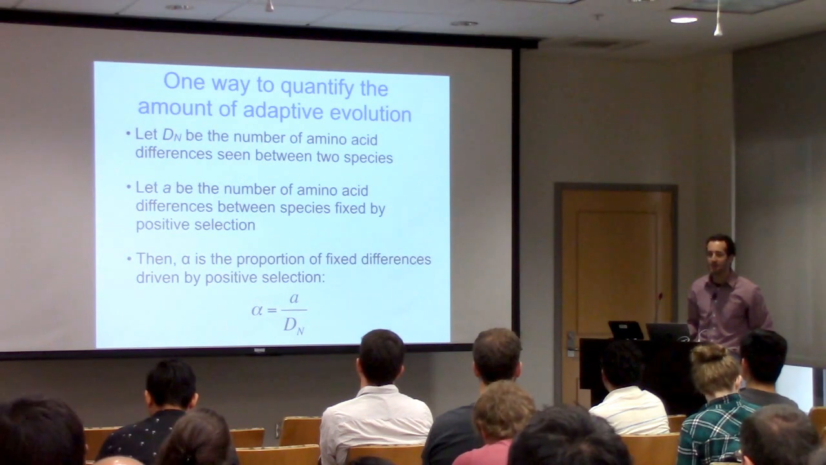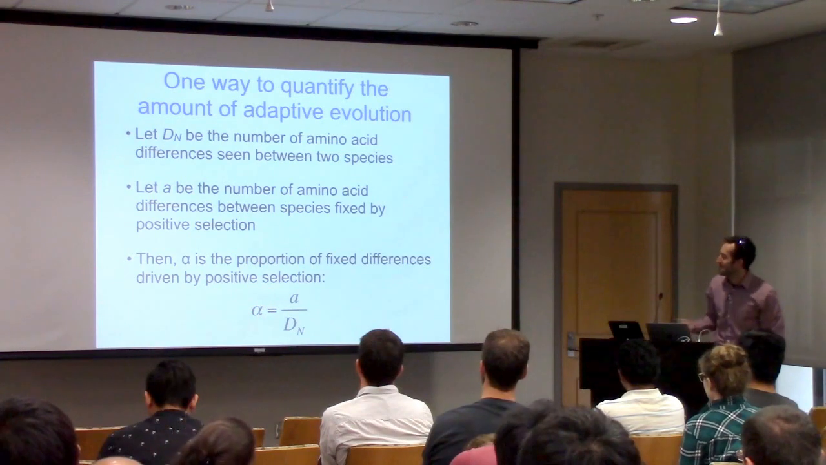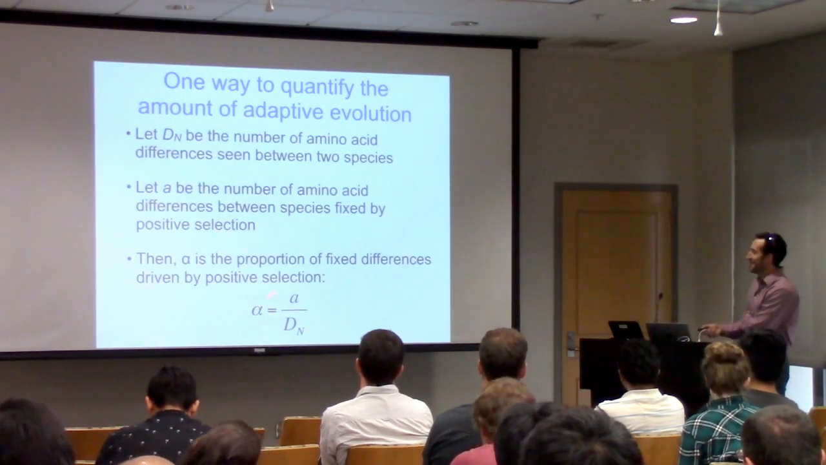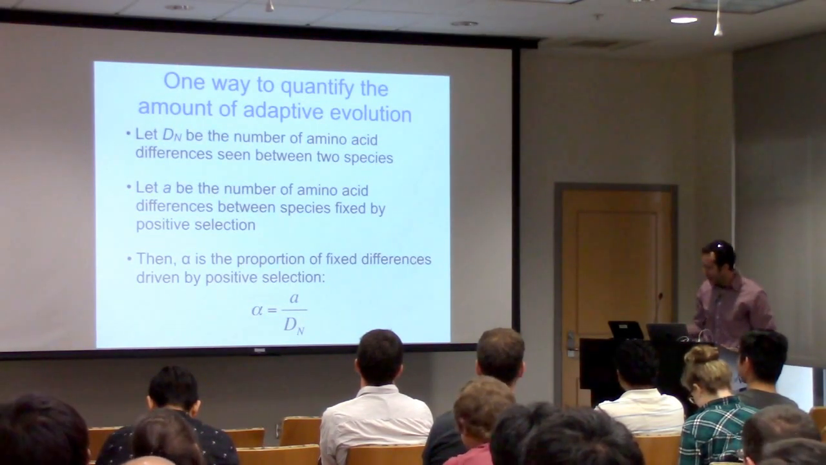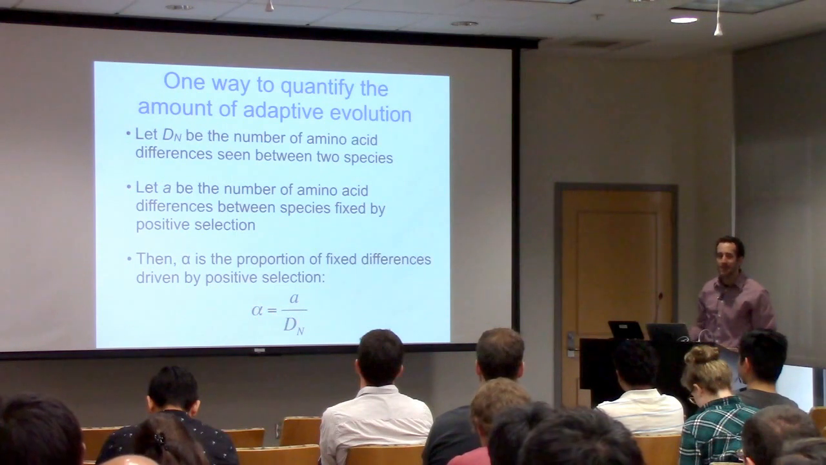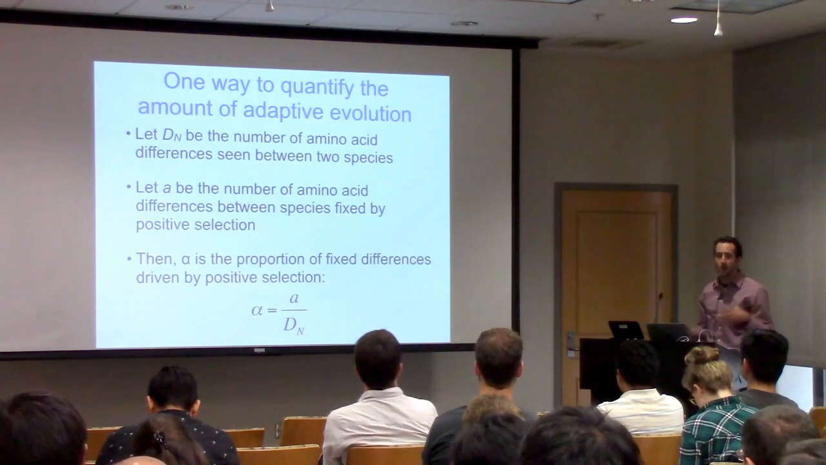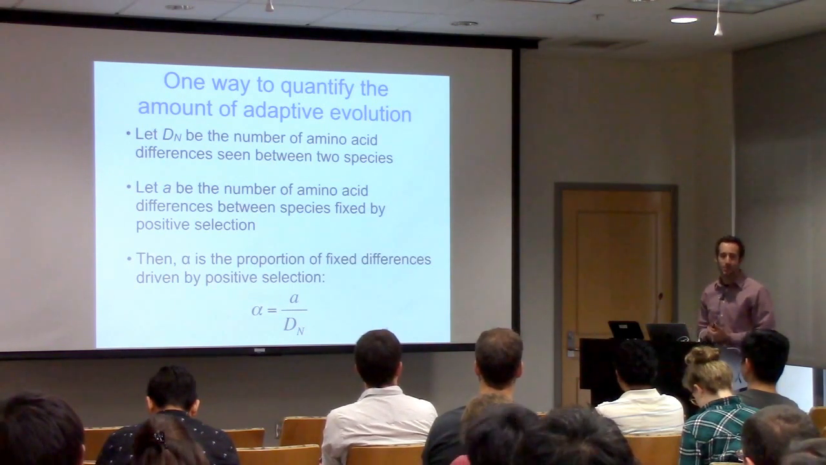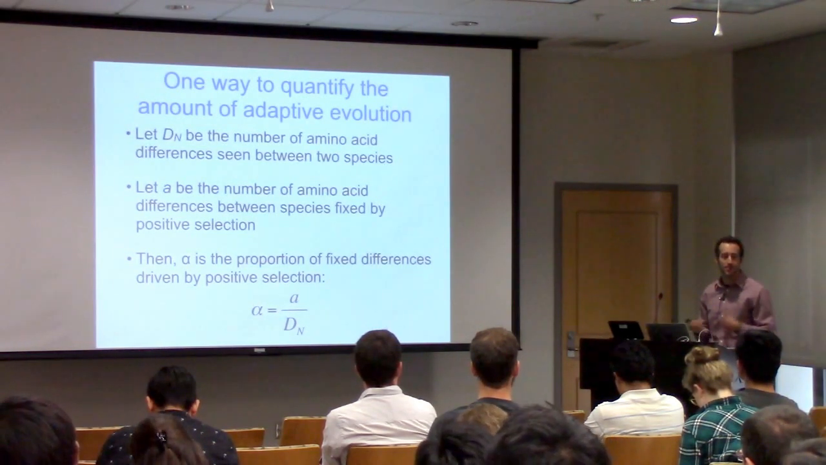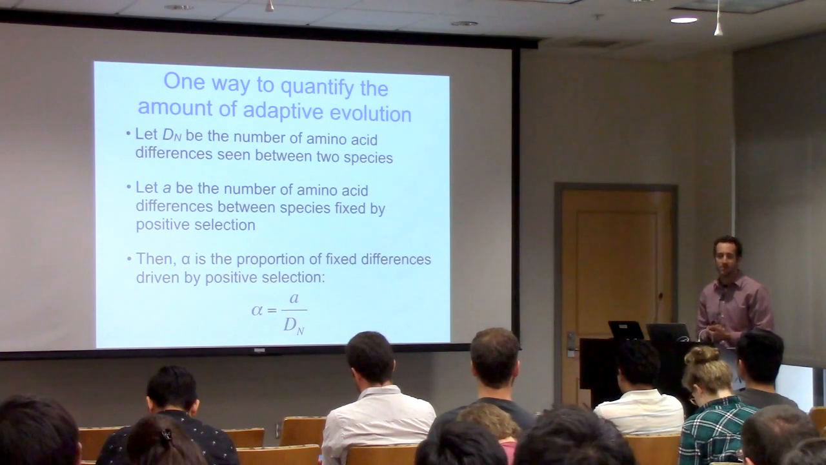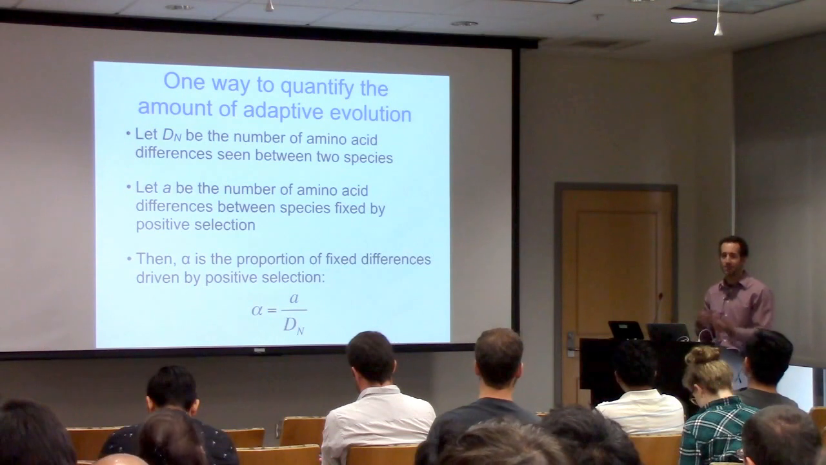Apologies, this alpha has absolutely nothing to do with the alpha a few slides ago. But it's called alpha here. I don't like this statistic, actually, so maybe you can add that to the list of reasons why. Anyway, this statistic, alpha, calculated on human data, looking at human-chimp differences, suggests essentially no human-chimp differences have been driven by positive selection, whereas if you apply this same alpha to different Drosophila species, you come up with an estimate of about 40-50%. So it suggests a lot more differences between Drosophila species are fixed by positive selection than between mammals.